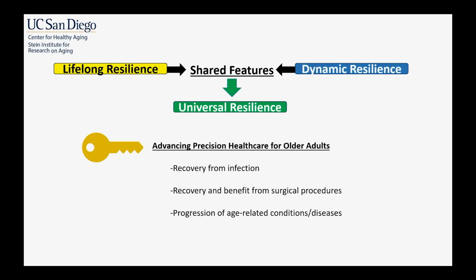So what would be the potential impacts of this work? Even beyond falls, I think this is one of the keys to helping to unlock and advance precision medicine for older adults, because understanding universal resilience is going to help us understand how one recovers from infection, how people recover and benefit from surgery, and also predicting the progression of age-related diseases and conditions. So again, resilience plays such a key part in all of these things related to healthy aging.